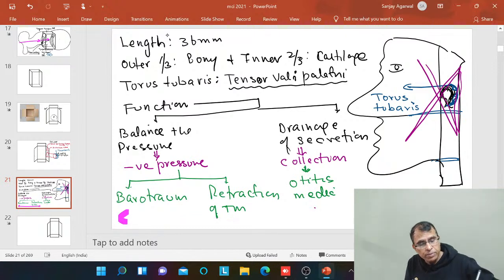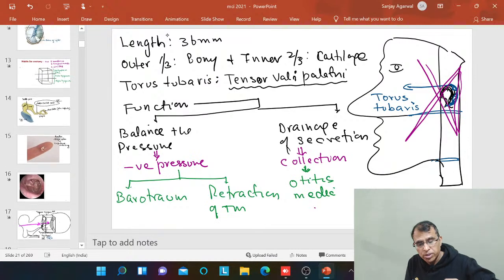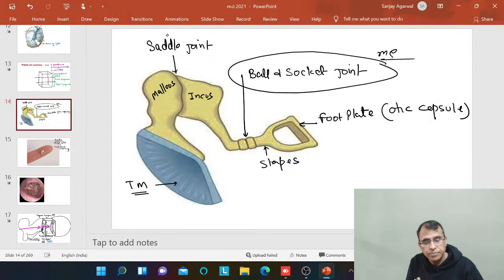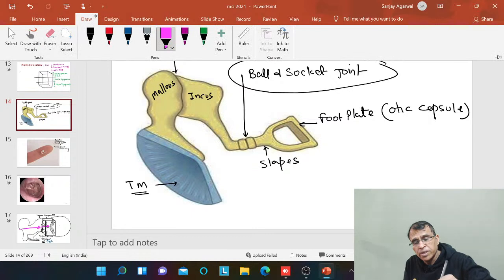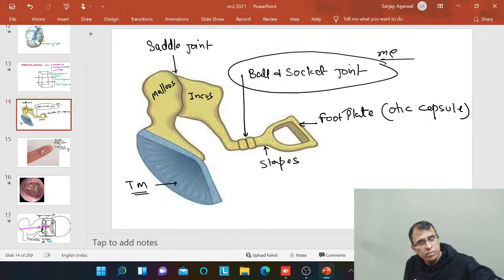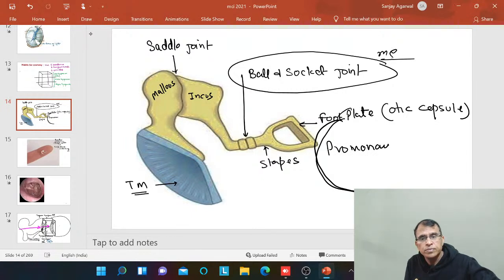And retraction of the tympanic membrane. For this, I will go back to this diagram. See, I have shown you the yellow-blue thing is the tympanic membrane, hai na? Then there is the malleus, then the incus, then the stapes, and last, the footplate of the stapes. There will be a promontory here, a bulge like this, which is the promontory, inner wall.